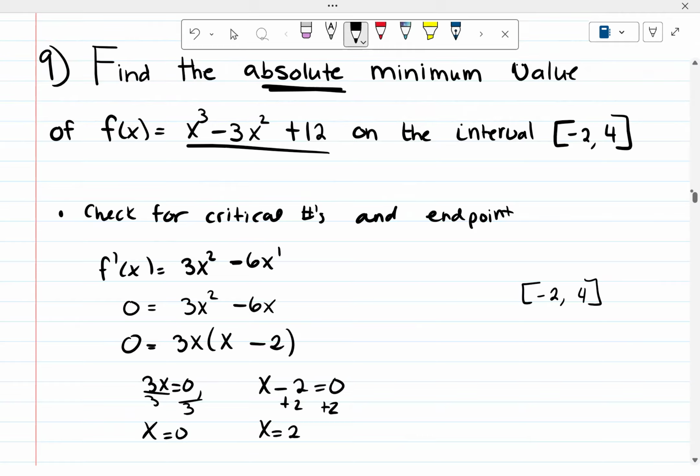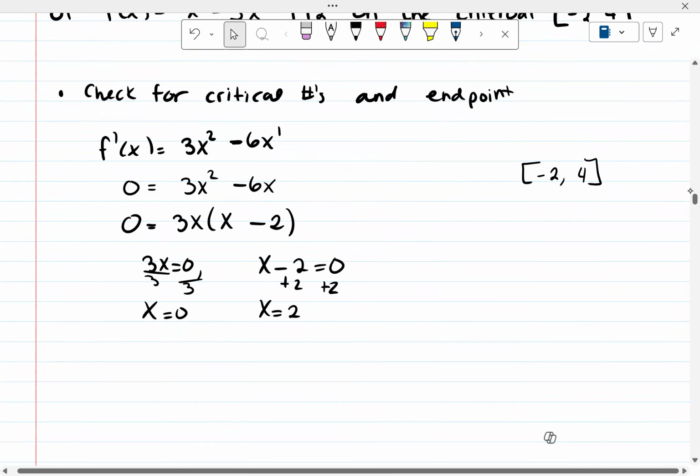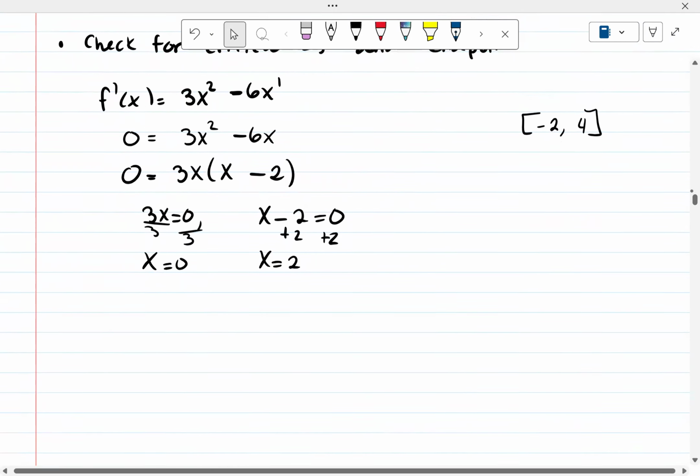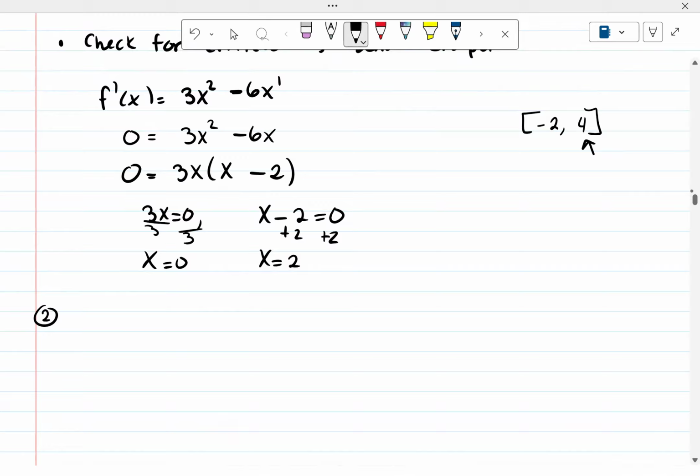Should we exclude? Does the x value 0 and 2 go within our boundaries of -2 to 4? Yes, right? So now we can use the x values 0 and 2 with the additional -2 and 4. Don't worry, this 4 is not a y, it's still an x value. So what you're going to do next is plug in your critical numbers and endpoints in f of x.